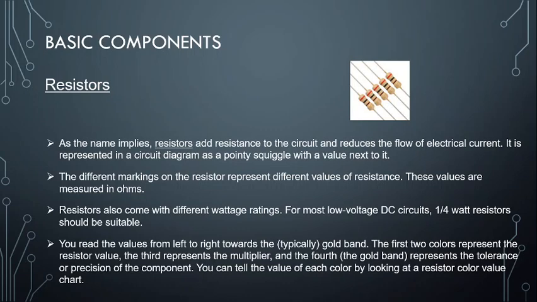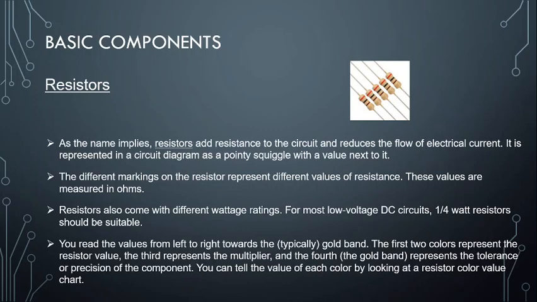Today we will discuss the basic components of electronics. So let's start. Our first component is resistors. As the name implies, resistors add resistance to the circuit and reduce the flow of electrical current. It is represented in a circuit diagram as a pointy squiggle with a value next to it.